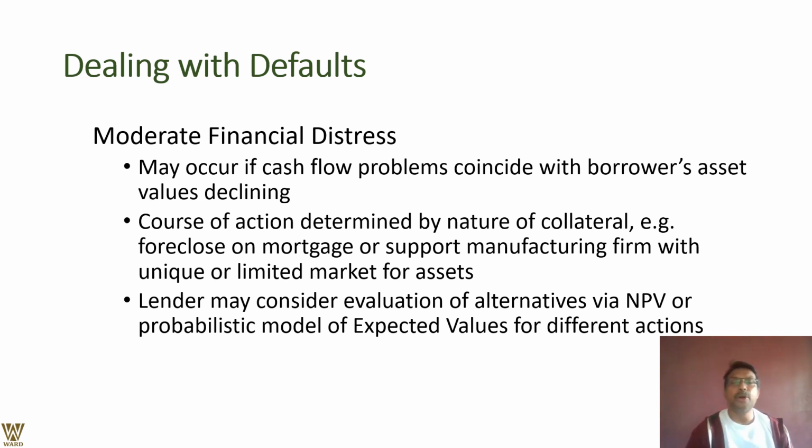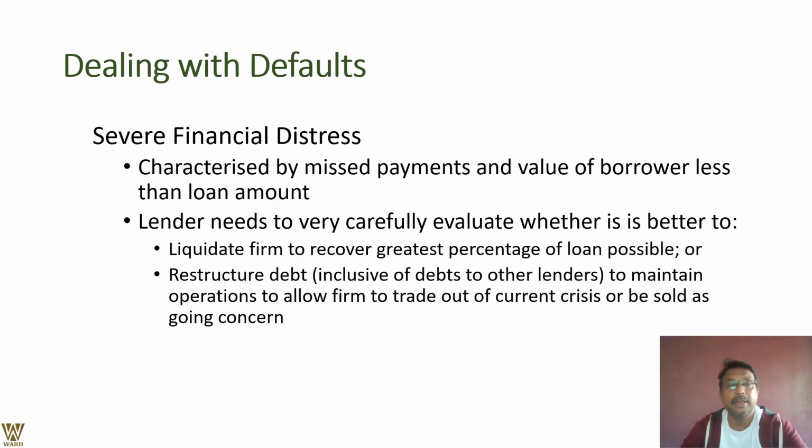What about moderate financial distress? Here, it may occur if the cash flow problem coincides with the borrower's assets going down in value. Courses of action are determined by the nature of the collateral, for example foreclosure of a mortgage, or supporting a manufacturing firm with unique or limited market. Lenders may consider valuations of alternatives via NPV, the net present value, or probabilistic models of expected values for the different actions that may be taken.